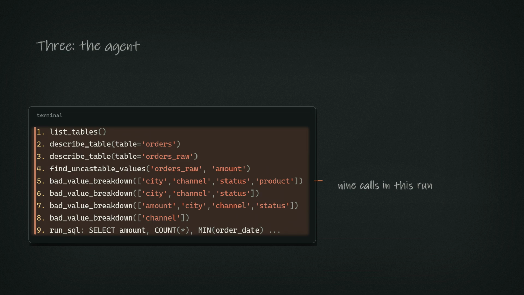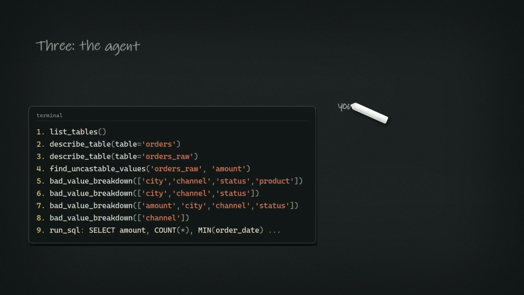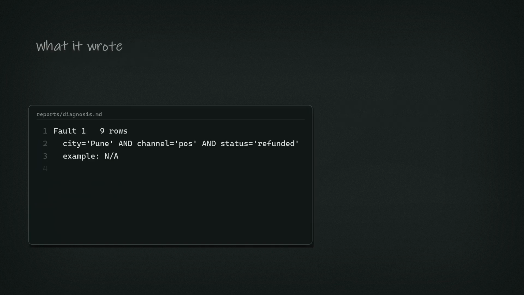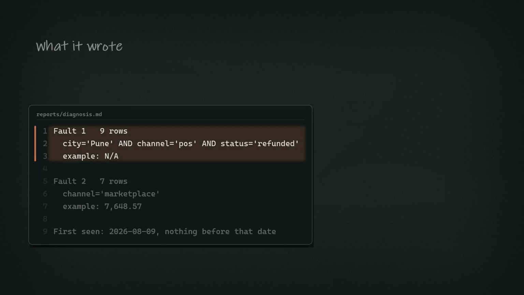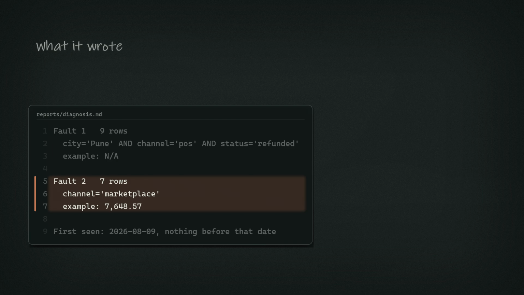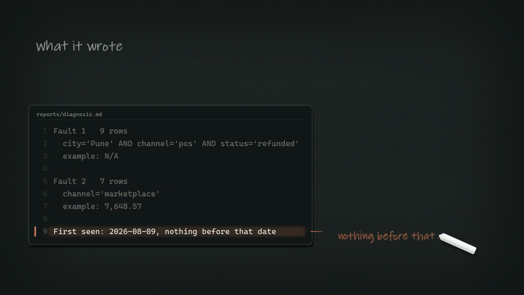Yours will not be identical, because the model picks its own queries, and mine have landed anywhere between 9 and 12. And here is what it wrote. 2 faults, not 1. Fault 1, 9 rows, city equals Pune, and channel equals point of sale, and status equals refunded, with the amount coming through as N/A. Fault 2, 7 rows, channel equals marketplace, where the amounts arrived with thousands separators in them. First seen, the 9th of August.